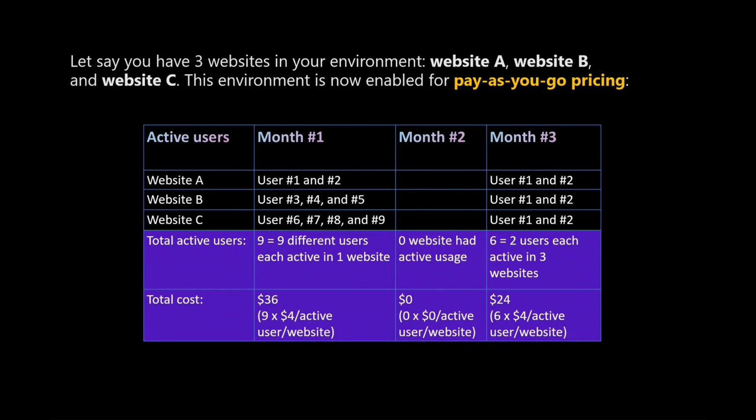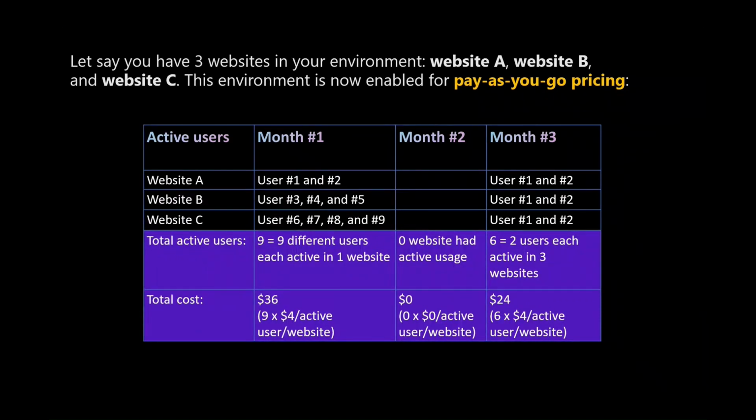But here, if you can see, websites A, B, and C have all 9 users as unique ones. So 9 multiplied by 4, for each individual user I have to pay $36. But now just look at month 3.